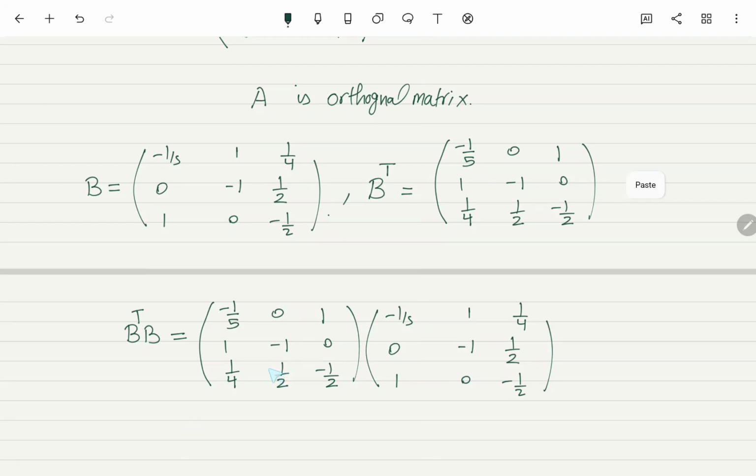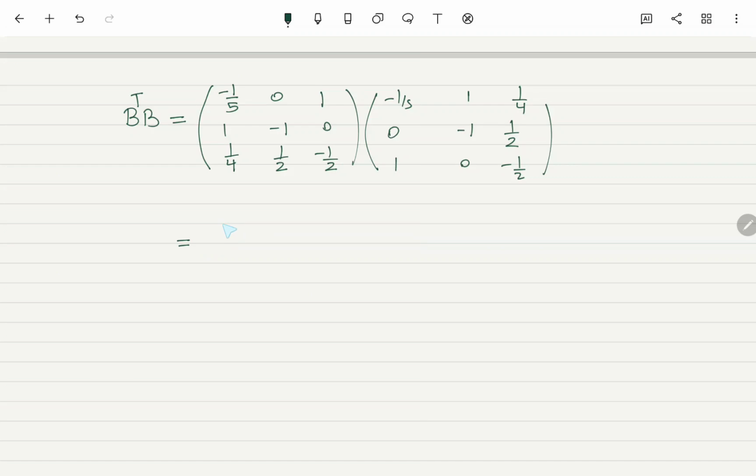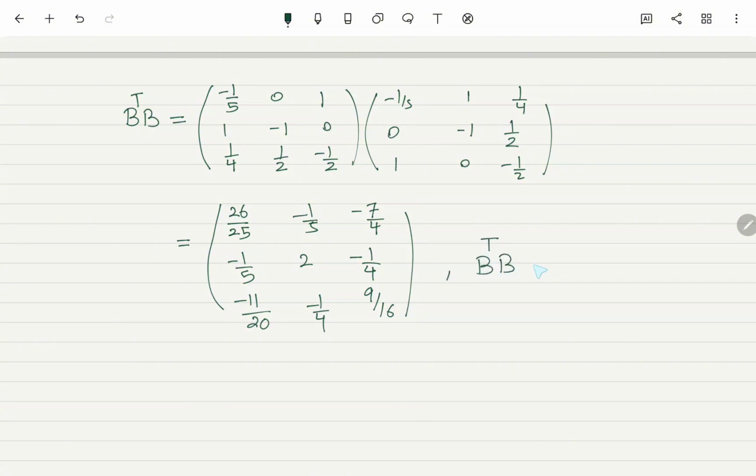When we multiply B transpose with B, the answer will be like this one here: 26 over 25, minus 1 over 5, minus 7 over 4, minus 1 over 5, 2, minus 1 over 4, minus 11 over 20, minus 1 over 4, 9 over 16. As we can see here, B transpose B does not equal the unit matrix. Therefore, B is not an orthogonal matrix.